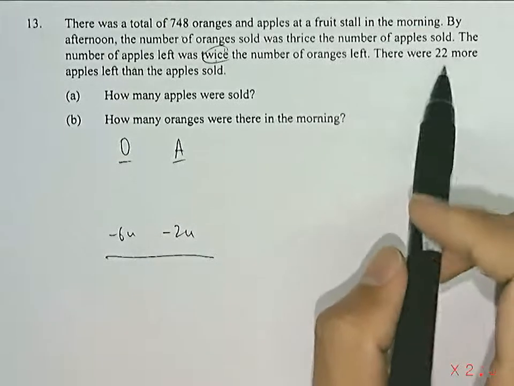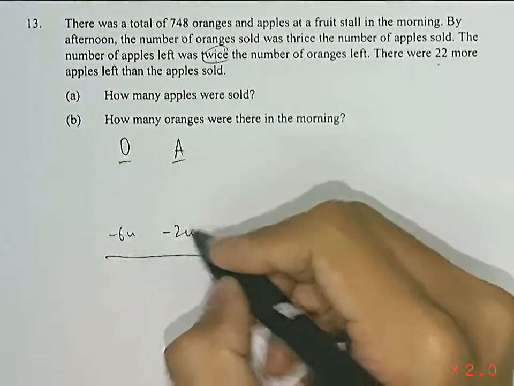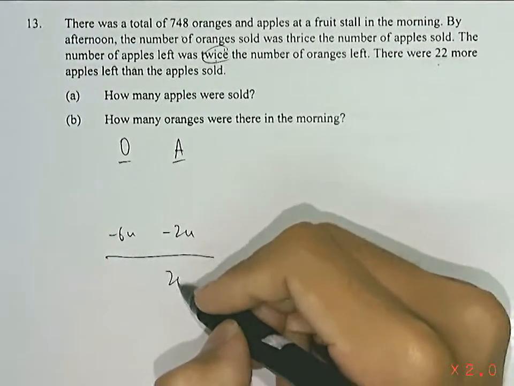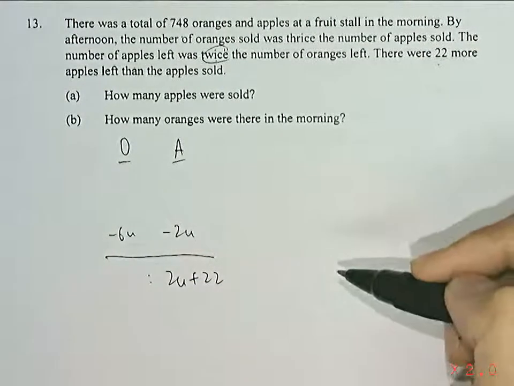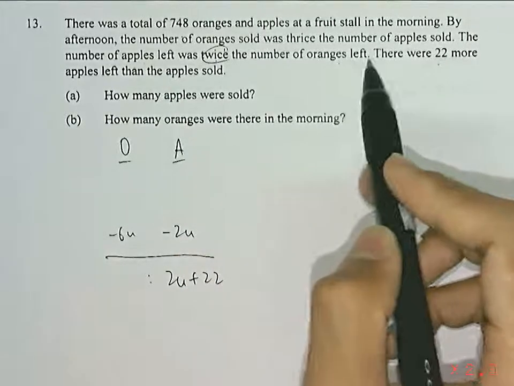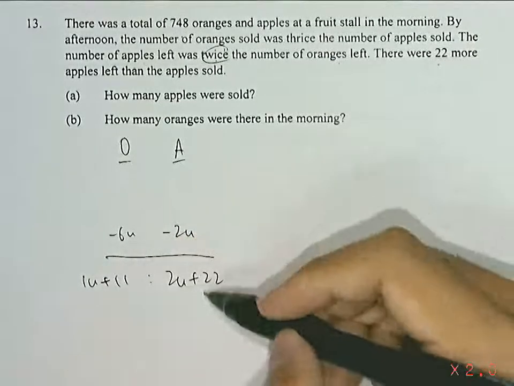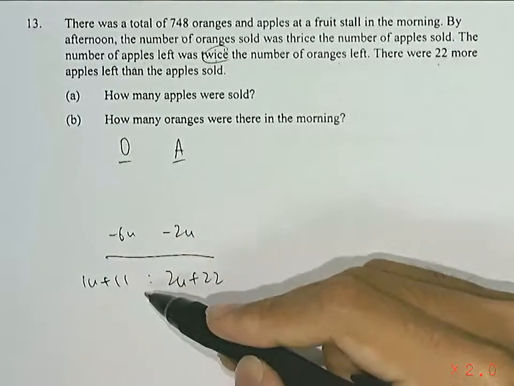If there were 22 more apples left than apples sold, so 2 units of apples were sold, that means there will be 2 units plus 22 apples left. The number of apples was twice of the oranges left. So oranges will be half of this, which is 1 unit plus 11. So dividing by 2 and dividing by 2.